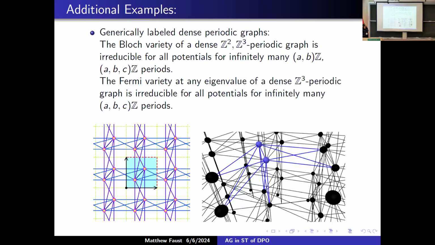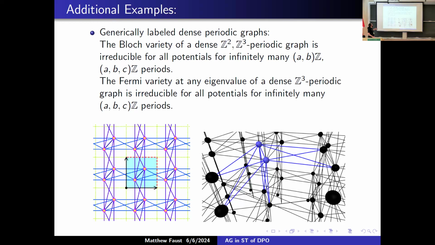And we were also able to apply some of the results that Frank and I came up with in Joy and I's paper to show that if you have a generically labeled dense graph, then there exist infinitely many choices of A and B, or A, B, and C, such that your Bloch variety is irreducible for all potentials of those periods, of course. And moreover, we're able to get some results on Fermi varieties, specifically when you consider the Fermi varieties of a Z3 periodic dense graph.